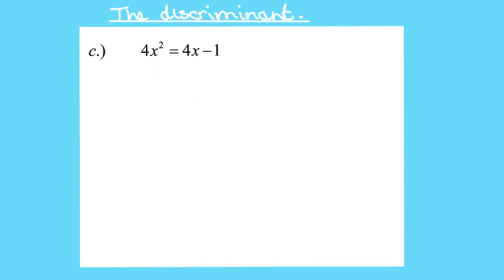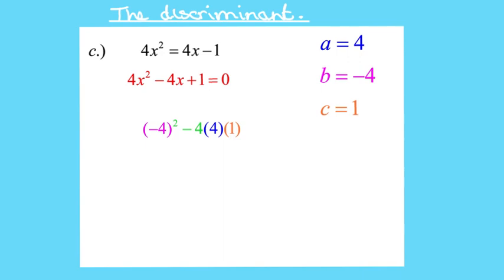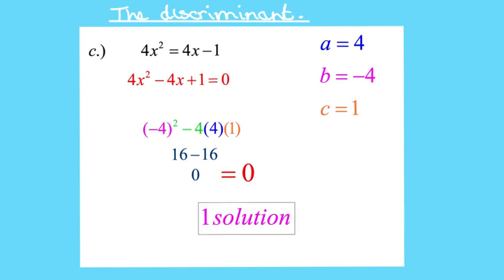C. 4x squared equals 4x minus 1. Rearrange to get 4x squared minus 4x plus 1 equals 0. So a is equal to 4, b is equal to minus 4, c is equal to 1. Put into the equation b squared minus 4ac to get minus 4 squared minus 4 times 4 times 1, which is equal to 16 minus 16, which equals 0. Therefore, there is one solution.